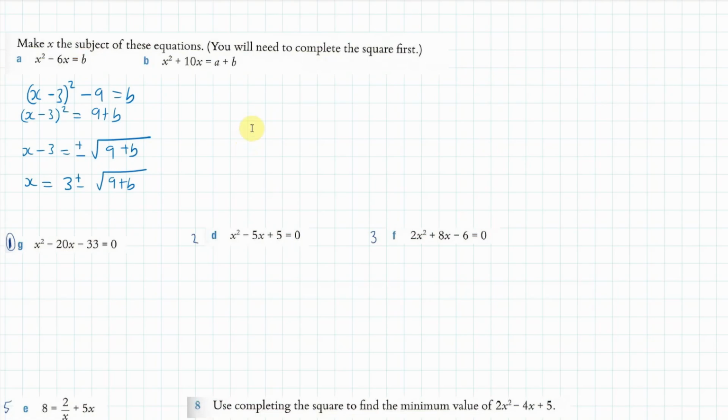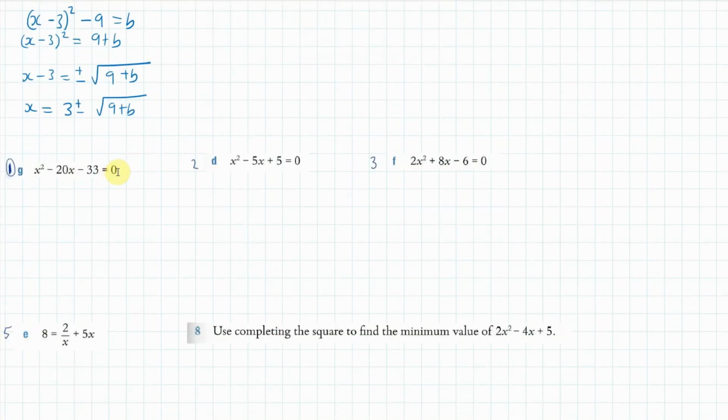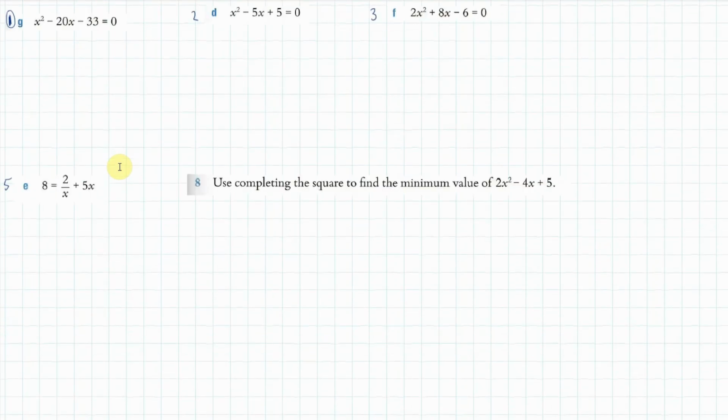Now I think moving on to another exercise here, this time we're using completing the square to solve some equations. So let's do this first one, 1g. I'm going to complete the square by halving that 20, so it'll become 10, so I'll have x minus 10 all squared. Then I've got to subtract off 100. Now what I've just done there is this blue bit. Then the red bit is this minus 33, so I'm going to chuck that on.